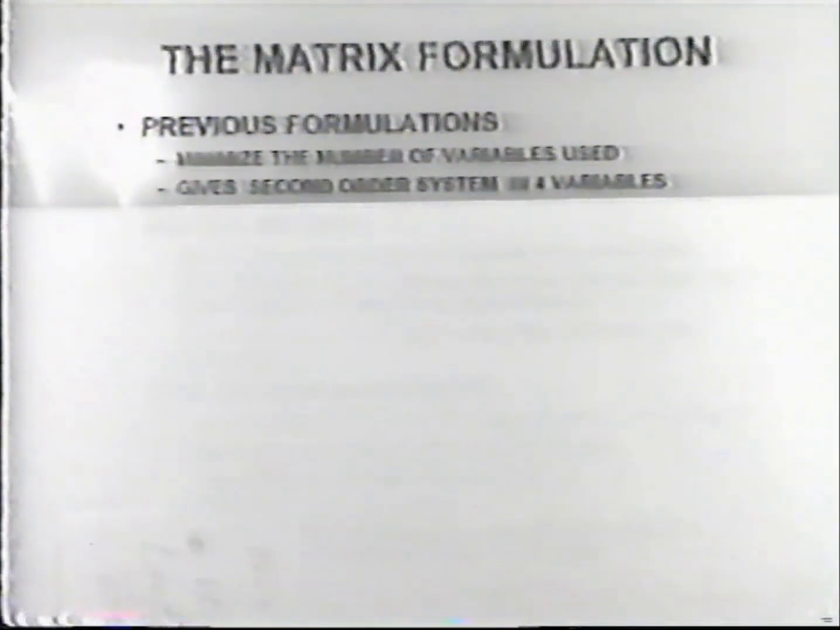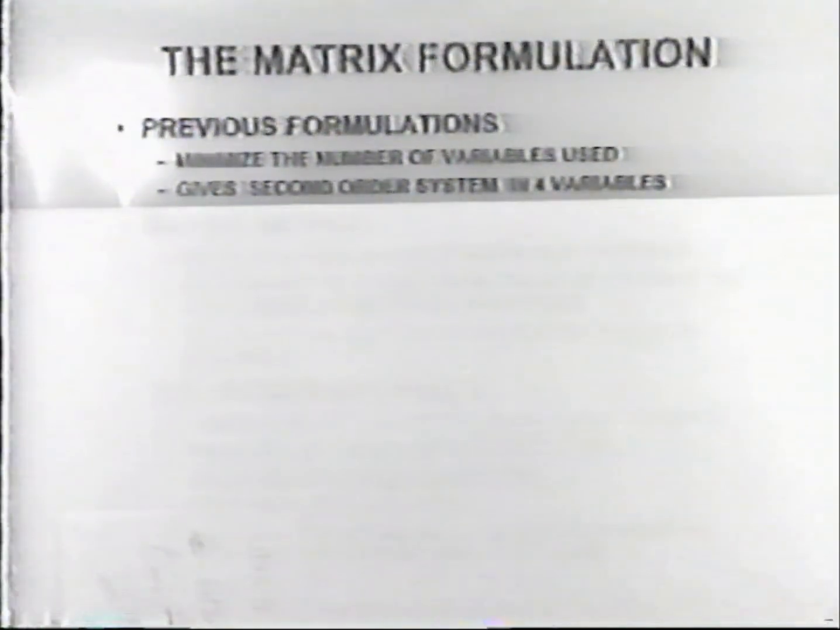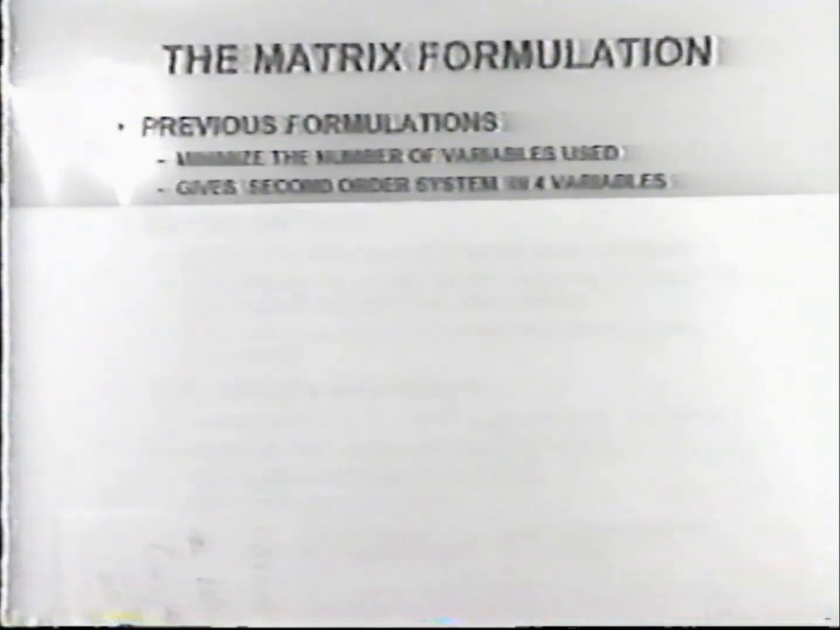The matrix formulation is one of the main things I want to talk about today and see how it is applied eventually to layered problems. Now, let's talk about previous formulations first of all. Previous formulations have tended to reduce the number of variables to describe the problem to a minimum number. And for piezoelectrics, this is 4. For non-piezoelectrics, it's 3. And what you end up with is a second-order system in 4 variables for the piezoelectric case.